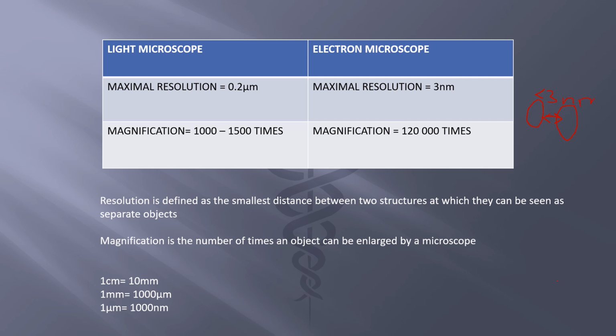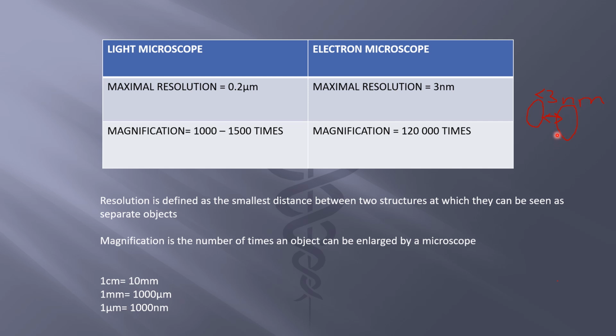This means that, okay, let me just write the nanometers over here. All right, so we have 2 mitochondria over here. This is one mitochondria, and we have the second mitochondria. Between them is a distance of less than 3 nanometers. What is your microscope going to view? Your electron microscope is going to view these 2 mitochondria as one, because the distance between these 2 mitochondria is less than 3 nanometers. It is too tiny.